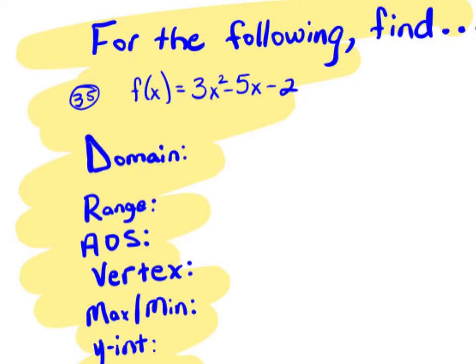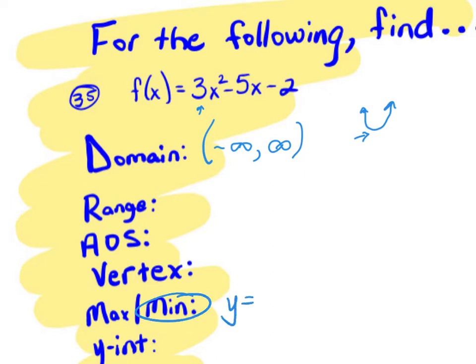So if we look at number 35, okay? First thing I want you to remember is domain. Every single parabola that we'll ever look at, the domain is going to be negative infinity to positive infinity. So that's real important that you guys understand that. This parabola itself is positive because your A term is positive, so it's going to be going up. That means we're going to have a minimum value right here. Our minimum is going to be at y equals whatever the y part of the vertex is. Your axis of symmetry is the x part of your vertex, which is important to understand.